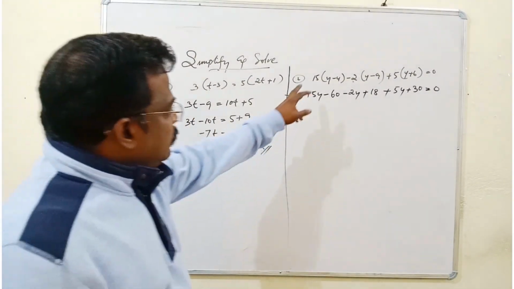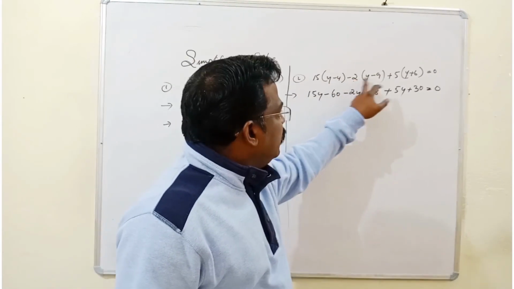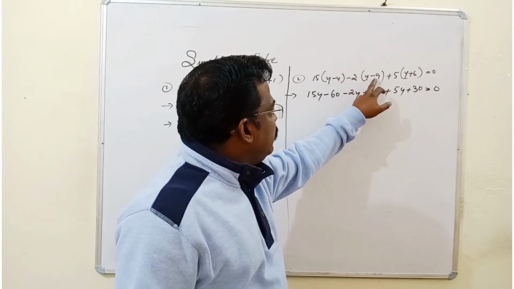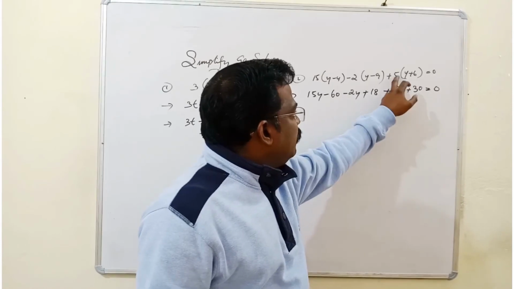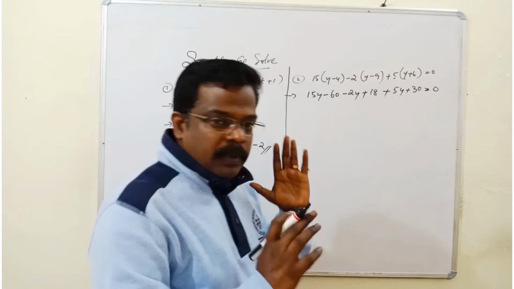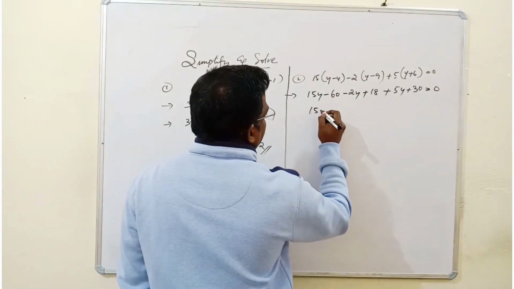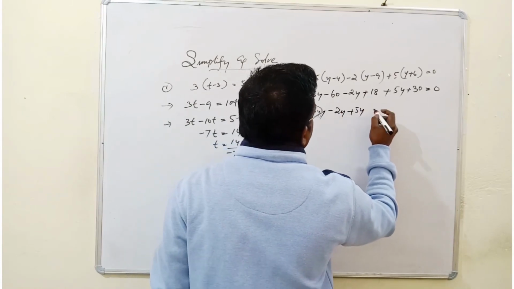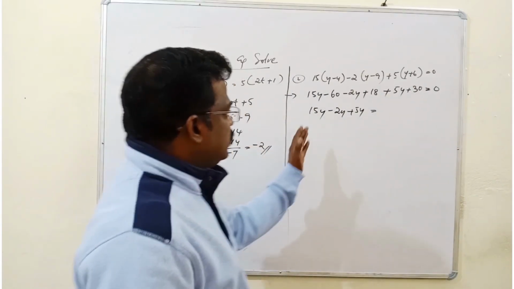So here, first we multiply the terms with the 15, then we multiply with the minus 2. That is why minus 2 into y, minus 2y. Minus 2 into minus 9, minus into minus is plus. Then 5 into y, 5y, 5 into 6, 30. Now, as I told you, we have to keep the variables on one side. That is 15y minus 2y plus 5y equals, we are bringing all other terms to this side.